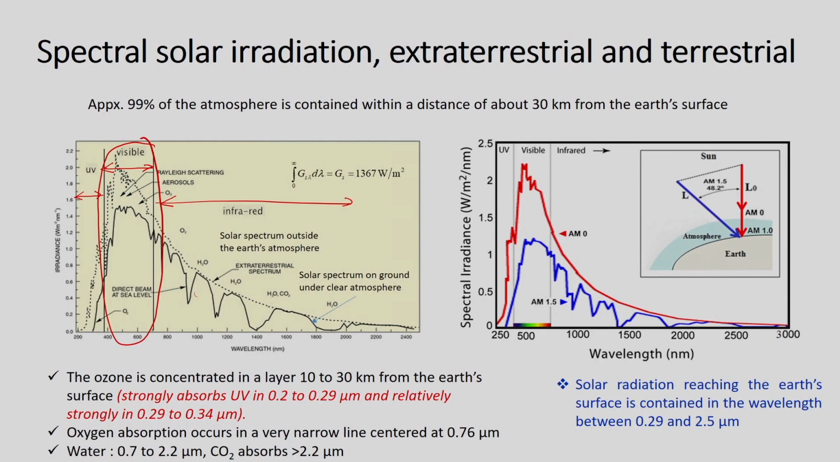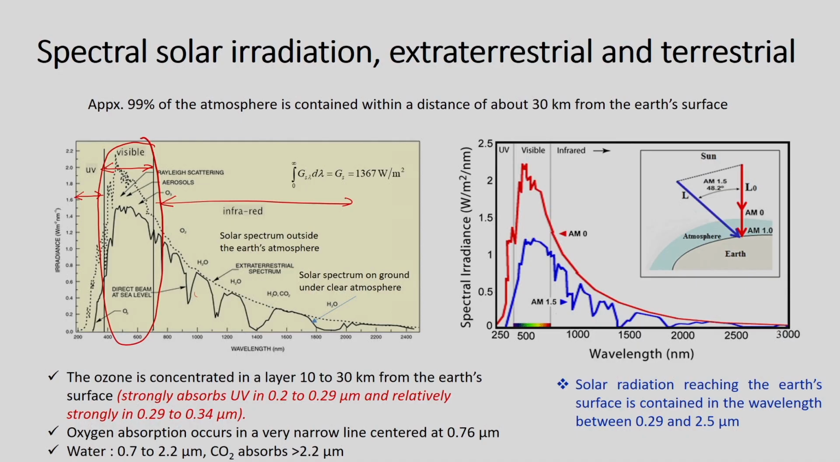Why is this so? Because this radiation has to pass through the earth's atmosphere. While radiation travels through the atmosphere, attenuation takes place. So the radiation we receive is in attenuated form, and this attenuation is due to absorption and scattering.